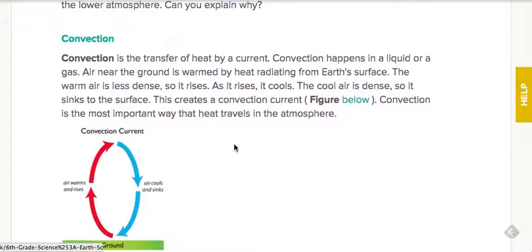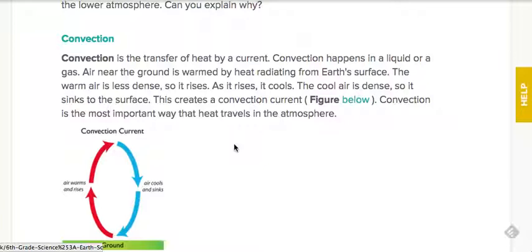Convection is the transfer of heat by a current. Coach Smith's definition says, convection is the circular path of an object created by a change in temperature, pressure, or density. Convection is the transfer of heat by current. Convection happens in a liquid or gas.